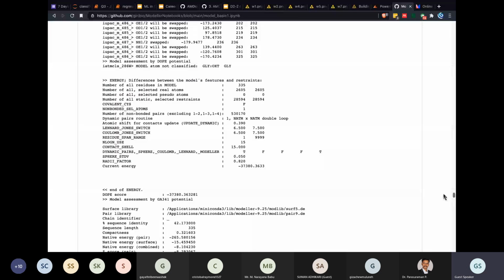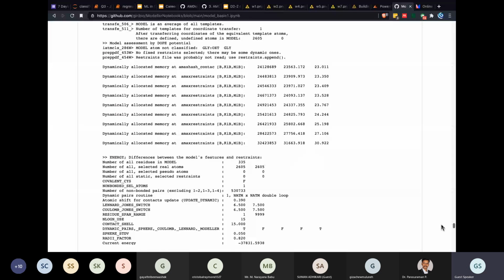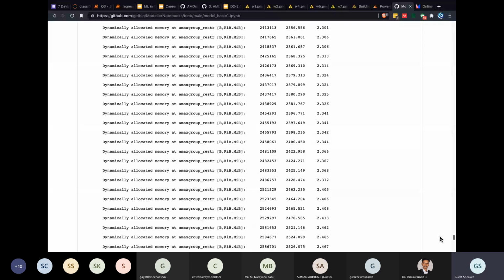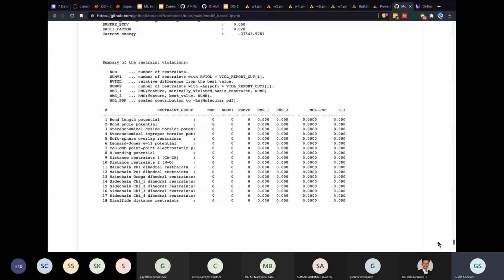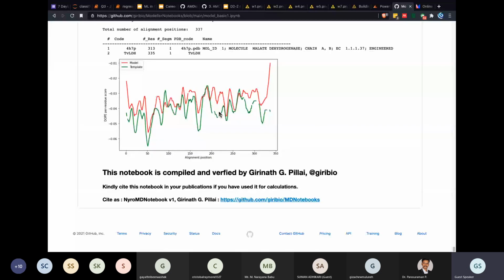Here also I have used matplotlib or pylab. I'm just comparing how well my residues are being modeled when compared with the template and with the sequence that has been taken. So this is already published in Zenodo. You can always use it.